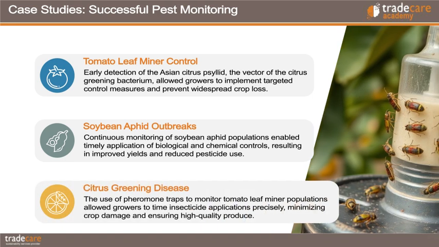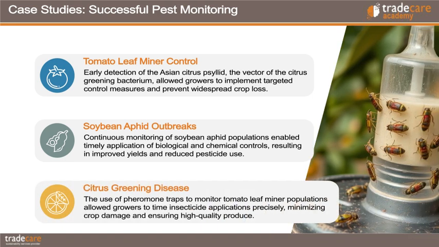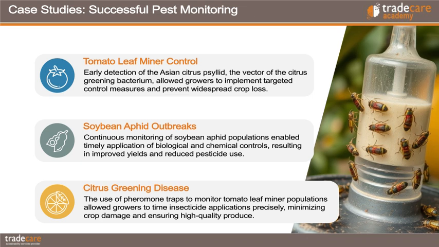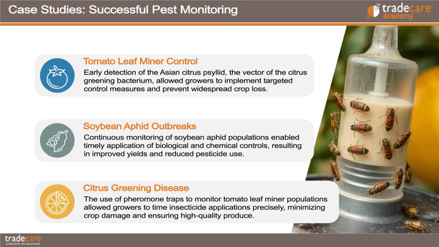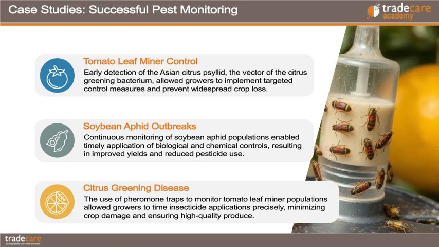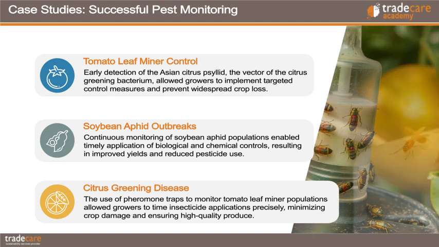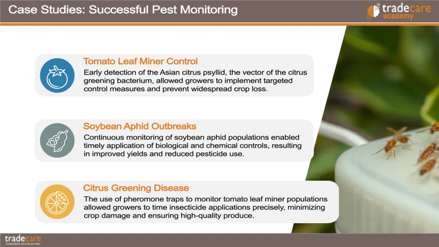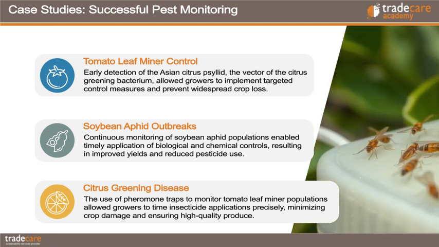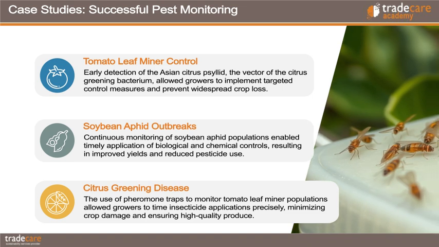Lastly, the citrus greening disease. By using pheromone traps to monitor tomato leaf miner populations, growers were able to time insecticide applications precisely. This careful timing minimized crop damage and ensured high-quality produce, underscoring the value of monitoring in pest management.